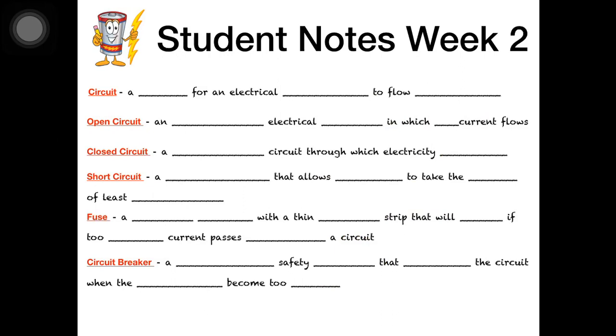The first one is circuit. A path for an electrical current to flow around. A circuit is a path for an electrical current to flow around. Go ahead and fill in path, current, and around.